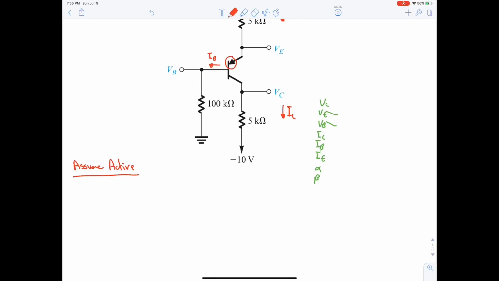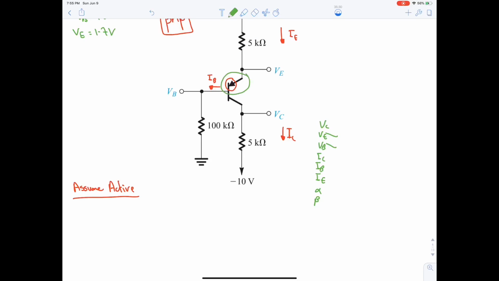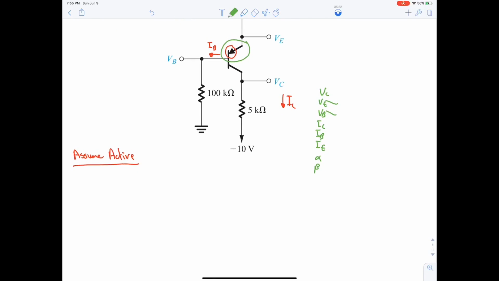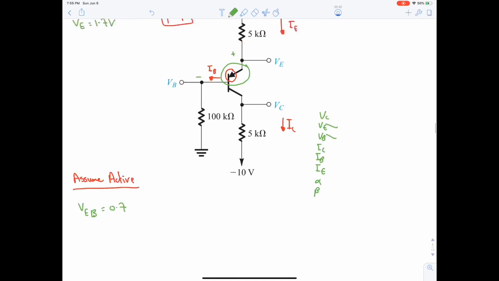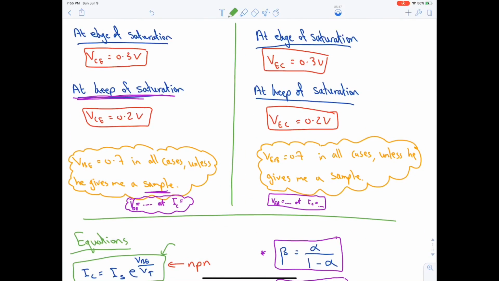Okay, and we have to say that the arrow is equal to 0.7. What is the arrow? The arrow is VEB. You need to be careful with this. VEB is 0.7. In PNP it's VEB. See, I wrote it here. VEB is 0.7, whereas in NPN it's VBE.